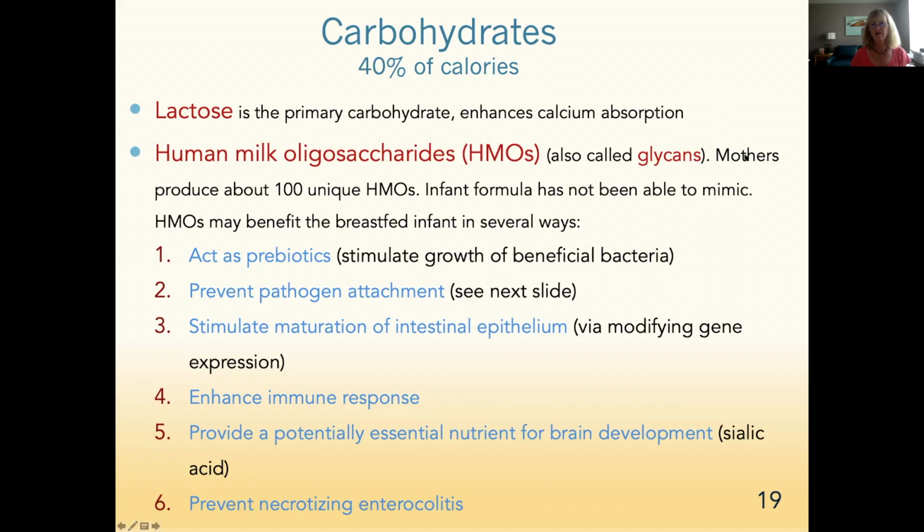Now let's read a little bit here. So mothers produce hundreds of unique HMOs. So one breastfeeding mother may have 100 different kinds in her milk, just little small carbohydrate units. Infant formula, there's work on this, but they have not been able to mimic this because these are biological compounds that are just hard to do.